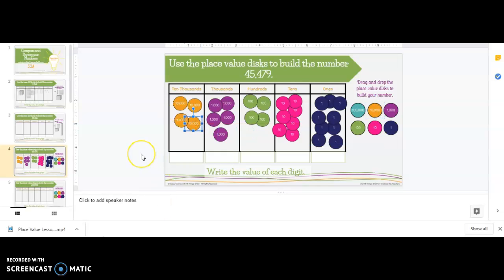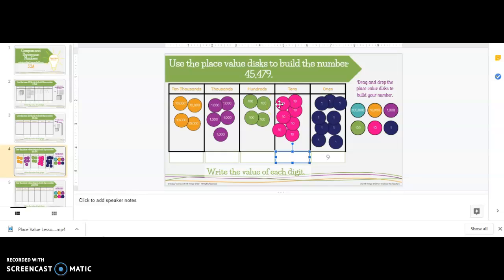All right, now we've built our number, we've composed our number, and then we're going to write out the value of each digit. So we're gonna type in the value of our digit in these boxes below. So in our ones, what is the value of our ones? 9, because we have 9 ones. Now what about our tens? Is our value 7? If you guessed no, you are correct. Our value is not 7.